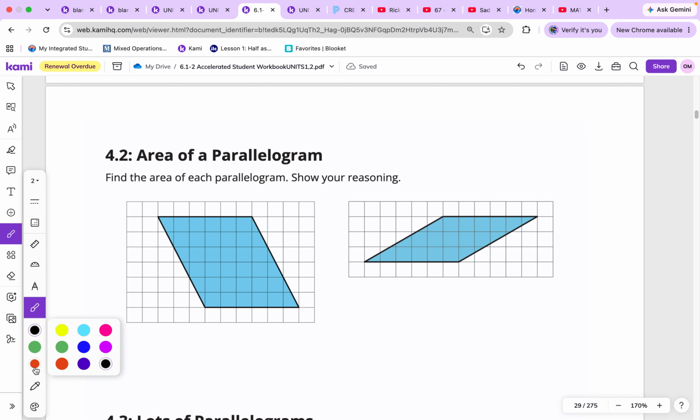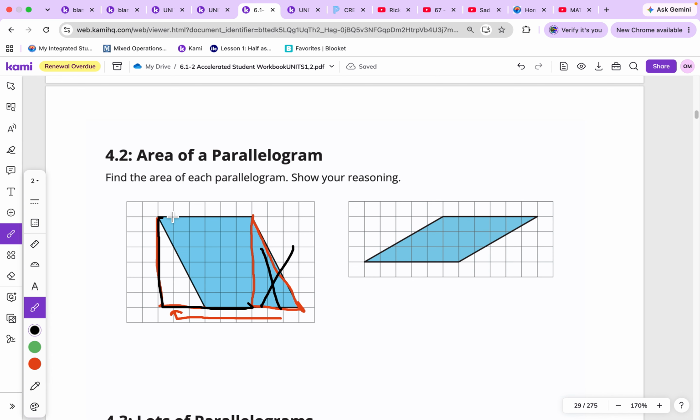Show your reasoning. Okay. I will take this parallelogram and decompose it from here, which is like a triangle, and then I can slide it over to the opening here, and it will fit perfectly right here. So now this part is gone, and I'm left with what looks like a rectangle. So I can just use length times width, or I can count all the squares and find the area.